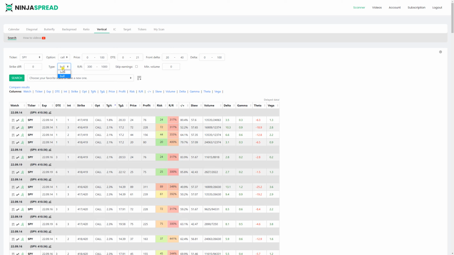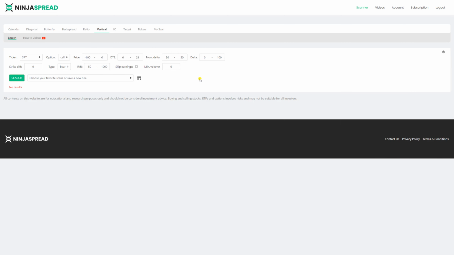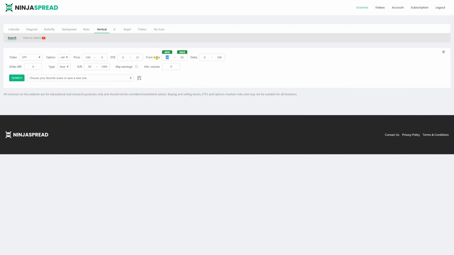I can obviously look for bear call spread, which have credit, and let's say minimum is 0, risk reward should be 50, bear call spread, and front delta should be like 30, 50, closer to the money. And let's see if I find anything here.